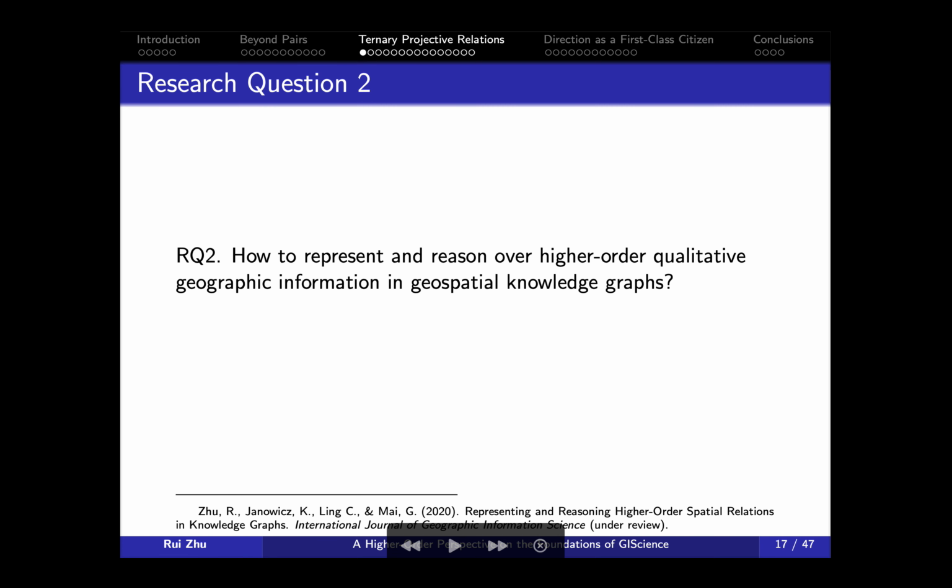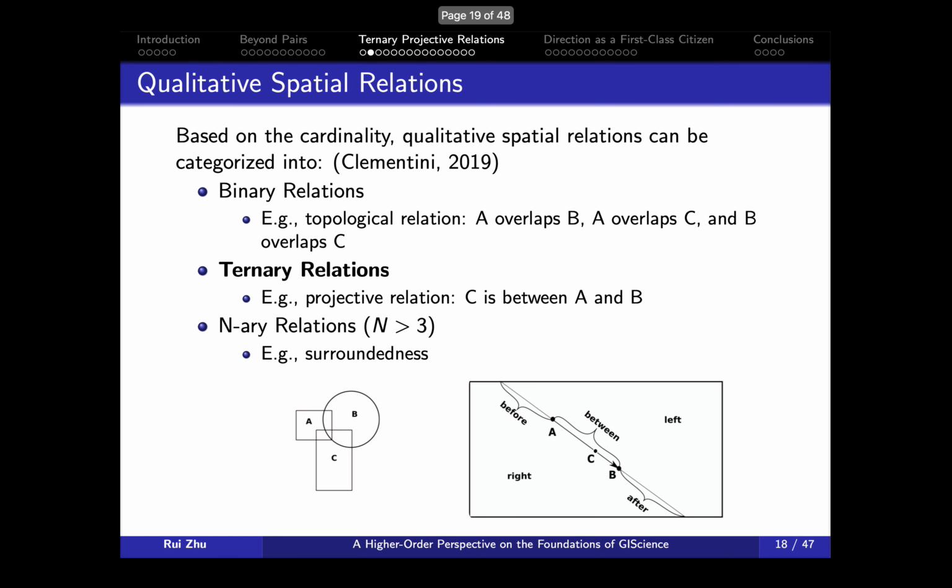Using the geo-multipole as a conceptual base, in research question 2, I seek to answer how to represent and reason over high-order qualitative geographic information in geospatial knowledge graphs. Here, I specifically focus on qualitative spatial relations. Based on their cardinalities, qualitative spatial relations can be categorized into mainly 3 groups. The binary relations are the most commonly studied ones in GIScience. It includes the topological relations such as contain, touch, overlap, and so on.